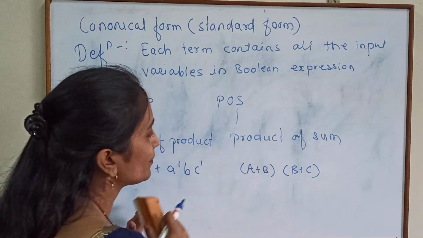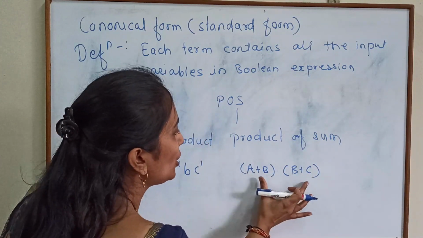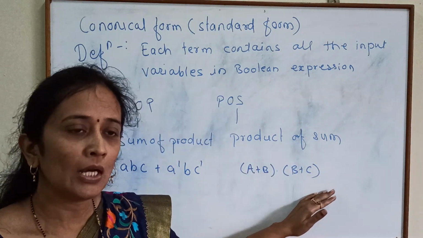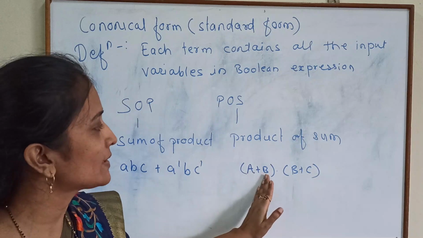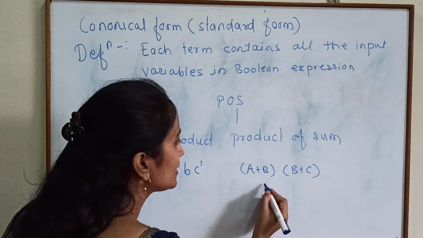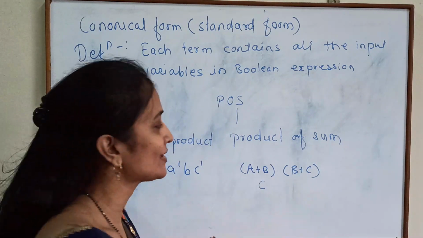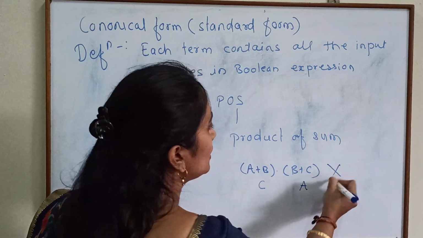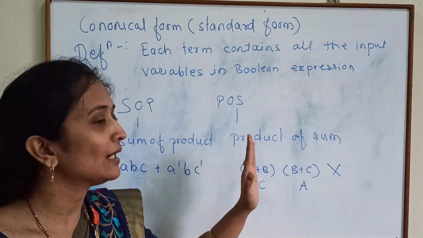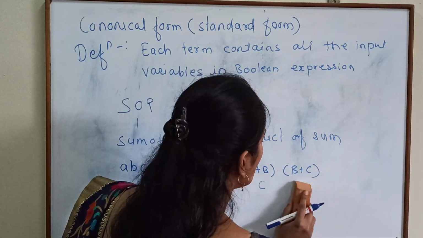If we see this is product of sum. How many terms are there? 2 terms are there, A plus B and B plus C. Again in first term, A plus B, which variable is missing? C is missing. Here C is not there. In second term, B plus C, which variable is missing? A is missing. Therefore, this is not the canonical form because some variables are missing in each and every term.